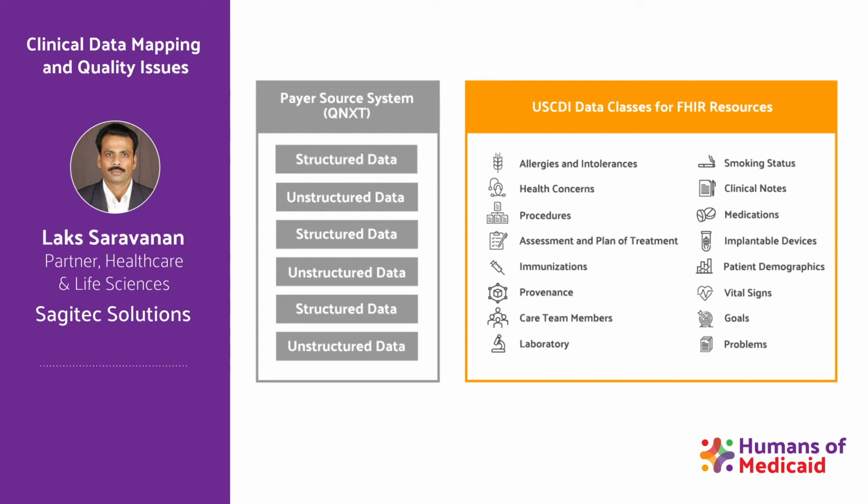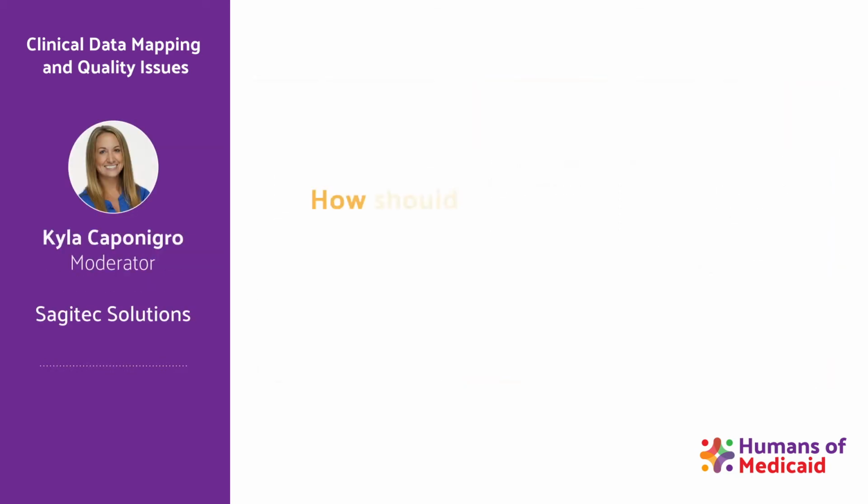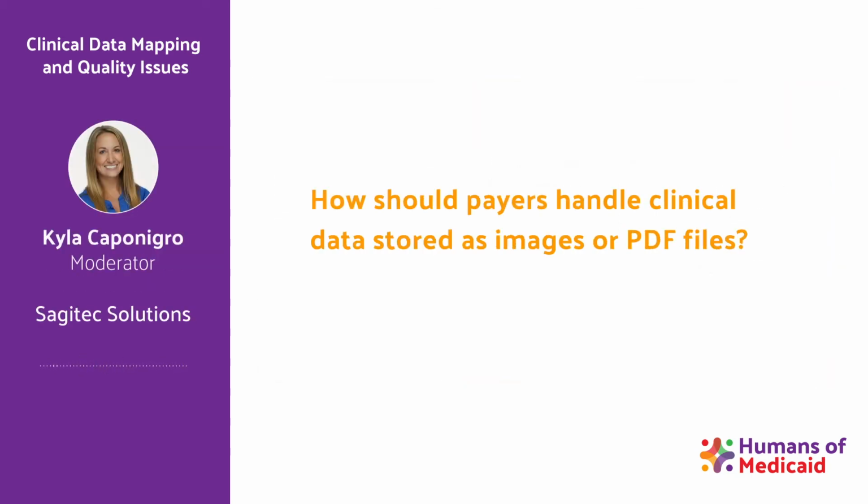US Core FHIR profiles. Now, as this mapping is also applicable for payer-to-payer data exchange, it's important that we understand the mapping between the source system and this USCDI format. So we've seen that these types of clinical data that you mentioned are often in images or PDF files. How should payers handle data that's in these formats?